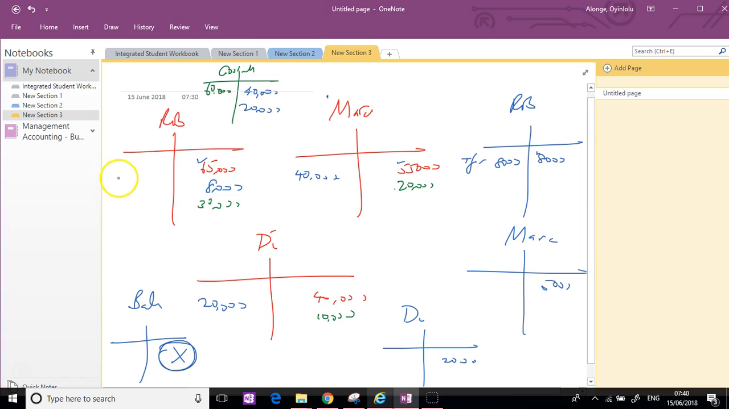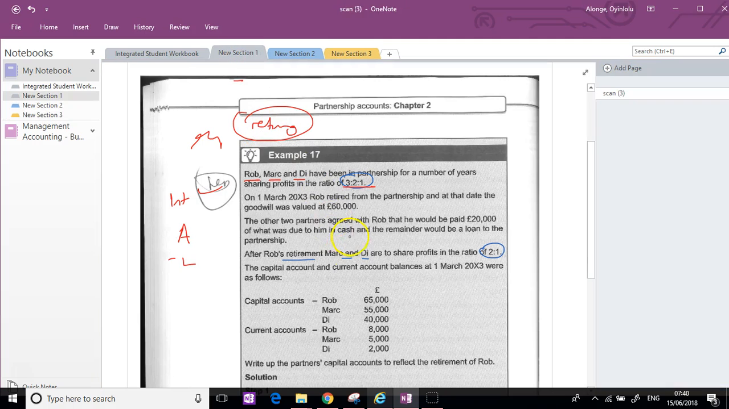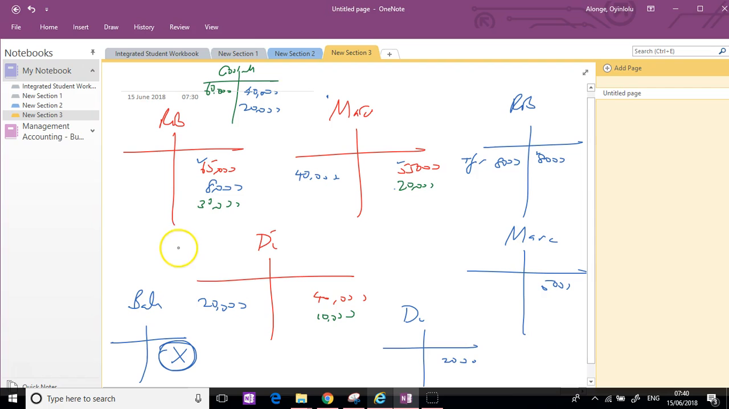So now technically, if we had all the money in the bank, we would just debit Rob and credit bank, but we don't. The question tells us that, unfortunately, he would be paid 20,000 now, and the remainder would be a loan. So really, this is why double entry is so important. If he's going to be paid 20,000 now, there's 20,000 here, and 20,000 out of the bank, and we're saying he's no longer a capitalist, so to speak, in our business. He's now a loan holder, so he's now L.